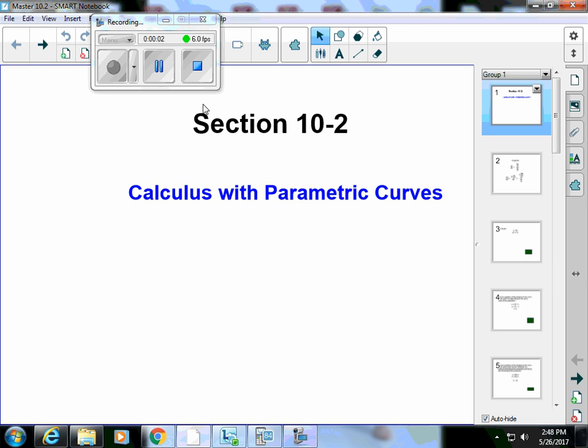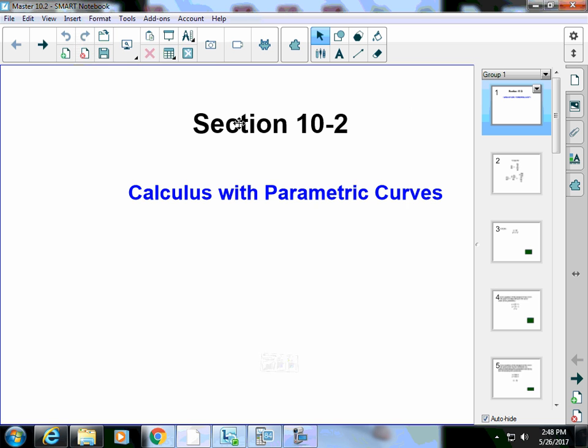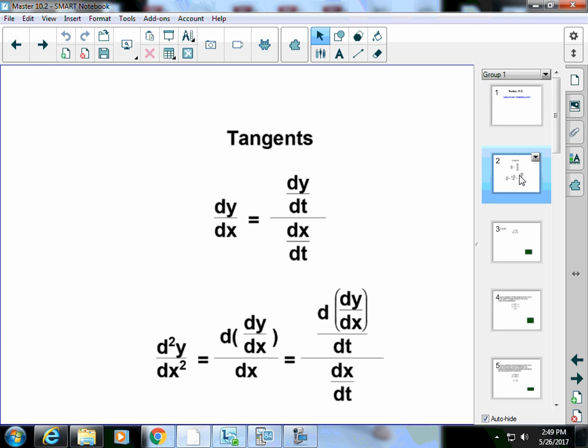Welcome back. This is section 10.2, calculus with parametric curves. In the last section, which was 10.1, you learned all about parametrics. You learned that the interesting thing about parametrics is that it allows us to talk about flow and direction. So now we're going to talk about using calculus with parametric curves. We need to talk about tangents and how we find the derivatives.